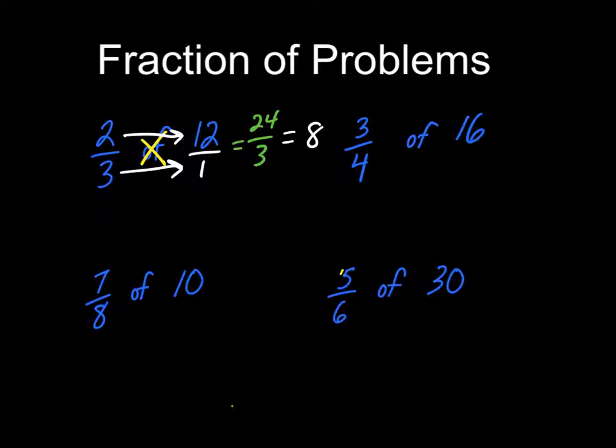Next, again, we have 3/4 of 16. Of means times. We can multiply straight across. We get 48. This is over 1, so 4 times 1 is 4. Quick division problem here, extended fact, gives us the final answer of 12.